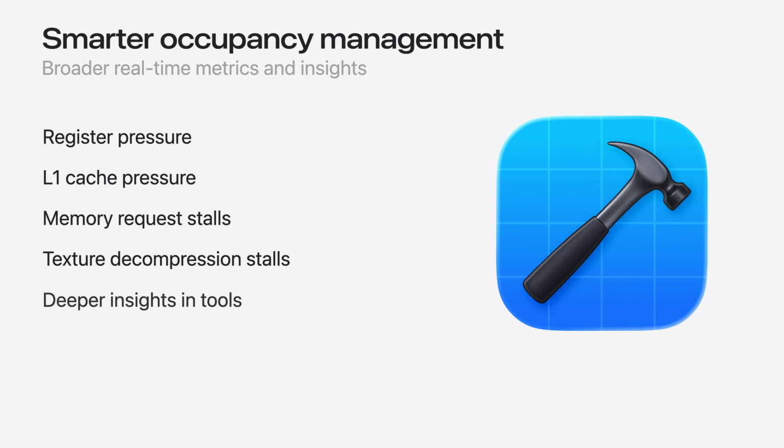The new GPU profiling tools give you deeper insight into what's influencing occupancy. That will be covered in detail in the Tune Your App section later. So that's dynamic caching, working smartly behind the scenes. Let me show you another M5 feature that saves you memory bandwidth without any changes in your app.